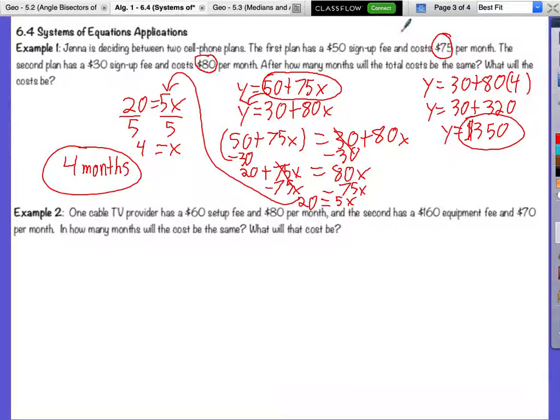So, 6.4, once again, we started this on Friday. We said, hey, in this example 1, we had Jenna deciding between 2 cell phone plans. We said the first plan has a $50 sign-up fee, costs $75. It was 80, we switched to 75. Second plan, $30 sign-up fee, $80 per month. Was 75, we switched to 80. After how many months will the total cost be the same, and what will that cost be?